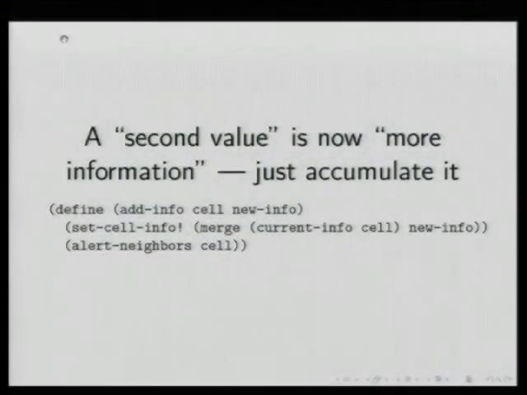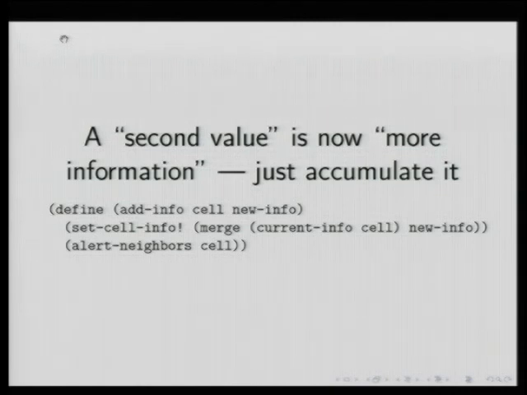So you just merge. One nice thing about this is the emptiness test disappears, because a cell being empty is just a version of information. You don't know anything at all. So there's some distinguished value that whenever you merge anything into that, you get the other thing. Okay.